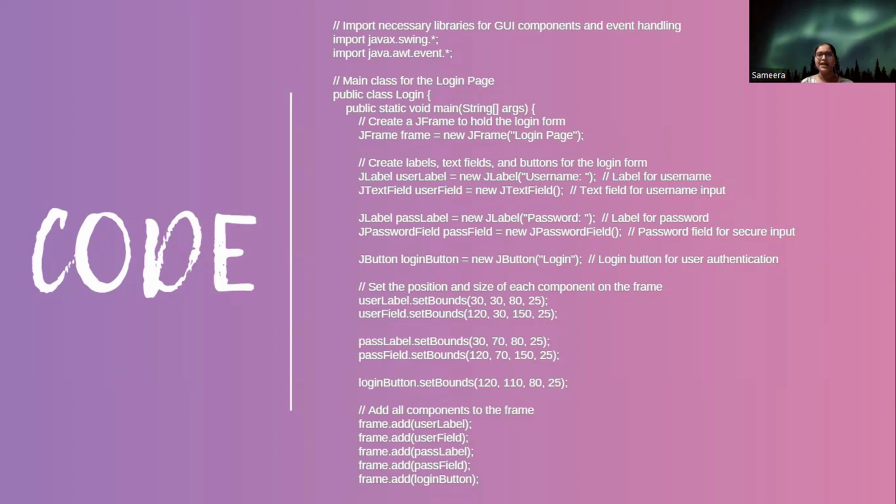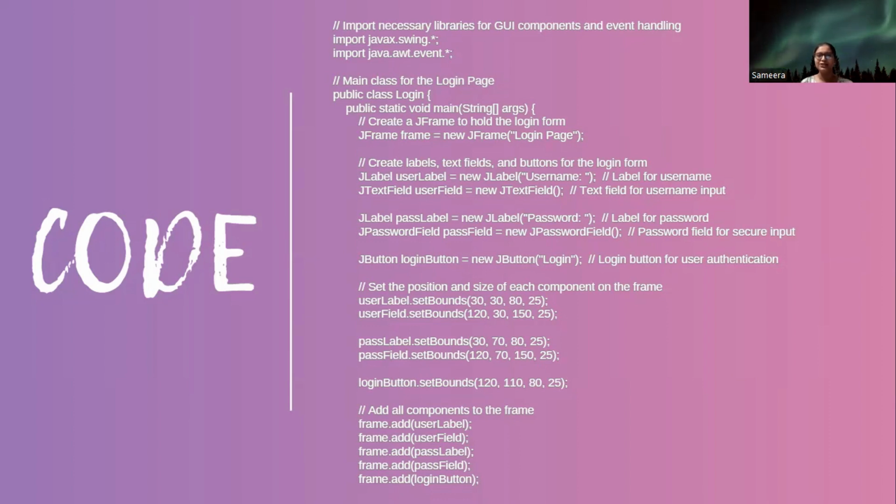Then we create labels, text fields, and buttons for the login form. So we have JLabel userLabel = new JLabel. Similarly, JTextField userField = new JTextField. Then we have a label for the password field for secure input. Then we have a login button for user authentication.